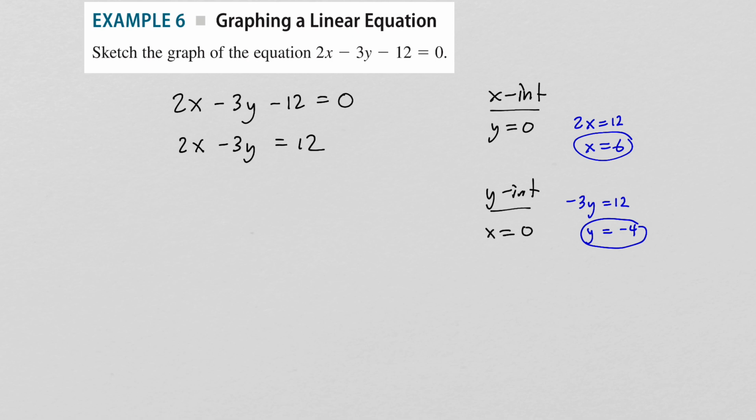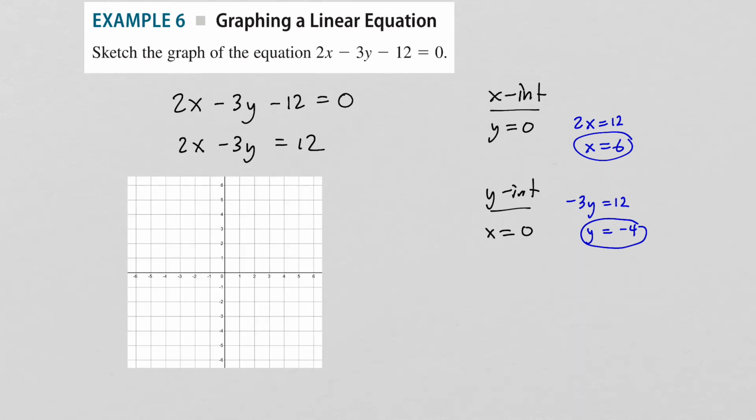If you divide both sides of that equation by negative 3, you get y equals negative 4. Now, these are the x and y intercepts of the line. So if I want to graph it, I just have to graph those intercepts. So here's x equals 6, that's the x-intercept. y equals negative 4, that's your y-intercept. And then the graph would just be the line going through those two points.